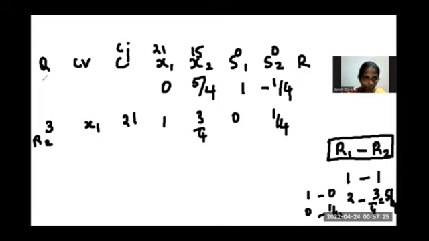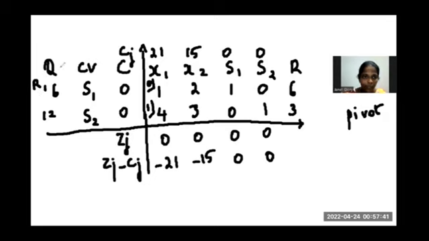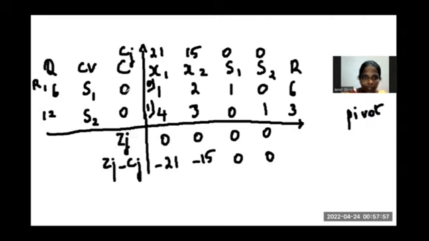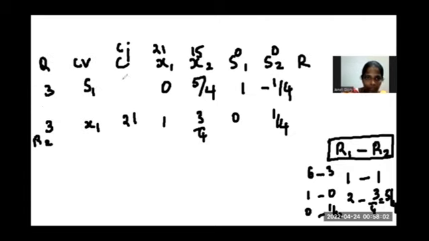And again, we want to find out the value of Q, CV, and C. So for quantity, again, we follow the same expression of R1 minus R2. So for R1, the Q value is 6. 6 minus, and here R2, the Q value is 3. 6 minus 3, it is 3. Current variable, it is S1, and C, it is 0.